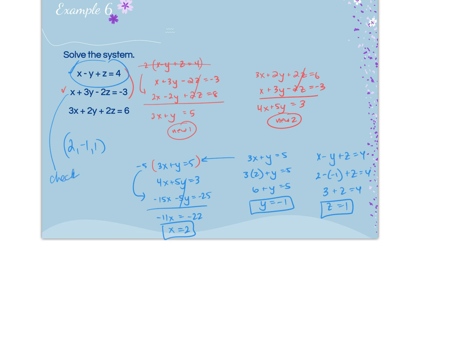So again, I've got 2 plus 3 times y minus 2 times z equals negative 3. 2 minus 3 minus 2 equals minus 3. That's 2 minus 5 equals minus 3, minus 3 equals minus 3, and it works, okay? So again, you don't want to plug it into the one you just used over here. You want to plug it into a second one, okay, to make sure that it works, okay?